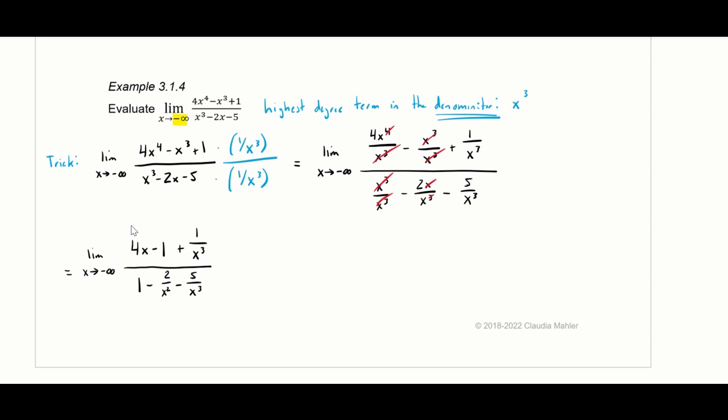All right, so what's going on here? So even though this is going to negative infinity, that same pattern holds for our fractions, where we've got 1 over x cubed. Even though x is going negative, increasing without bound in the negative direction, that doesn't change the fact that this fraction goes to 0. Same with this one, it's going to go to 0. Same with this one, it's going to go to 0. And so what we're left with now is a nice simple function. The limit as x goes to negative infinity of 4 times x minus 1 over 1, or just 4x minus 1.